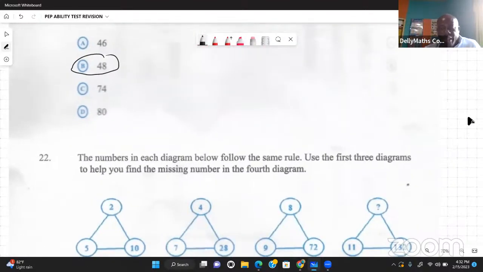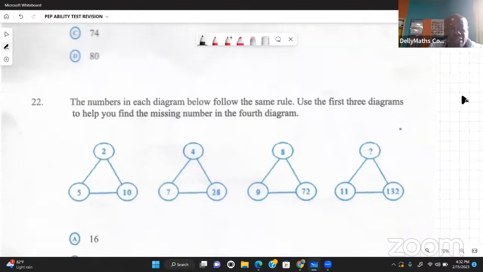So let's go. Number 22. The number in each diagram below follows the same rule. So we want to use the first 3 diagrams to help us find the missing number in the 4th. So we're going to have to see what happened. Find a relationship quickly. Look, add, multiply, divide, look to see what's going on.